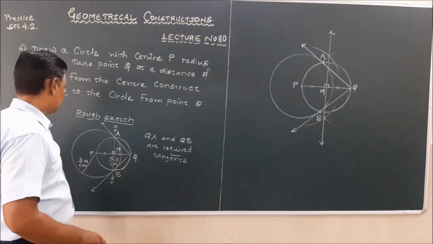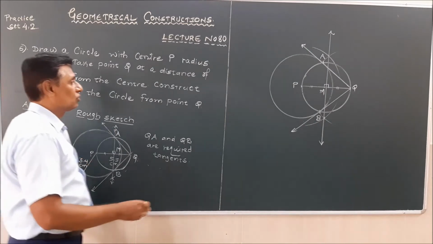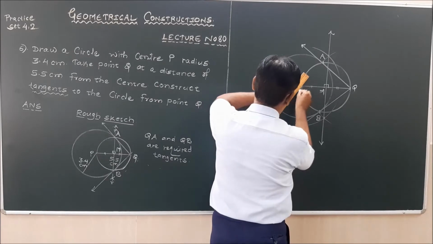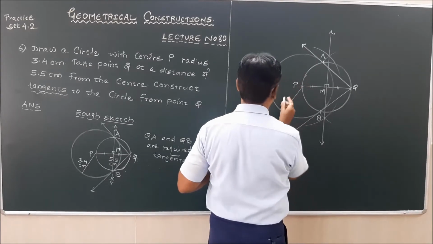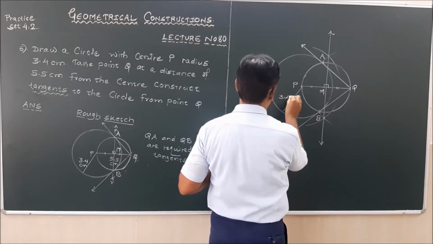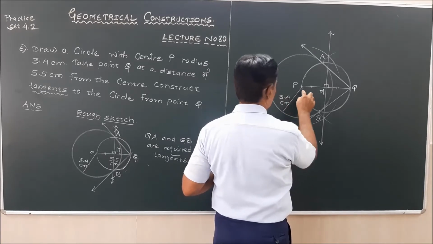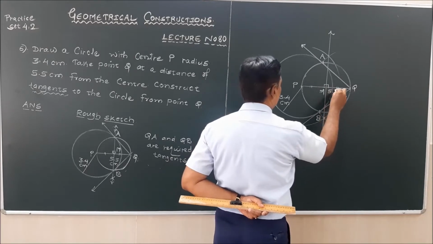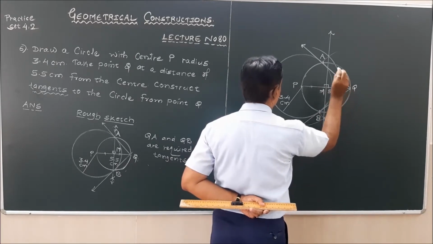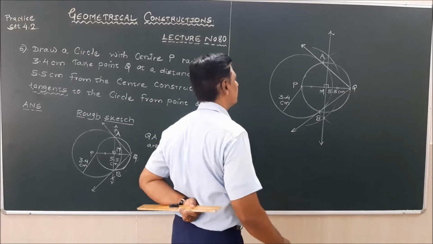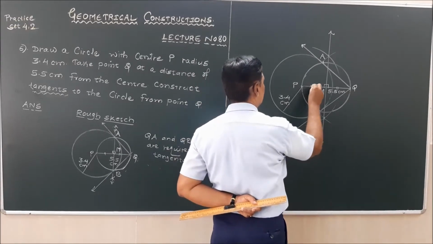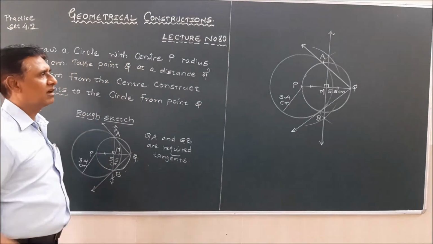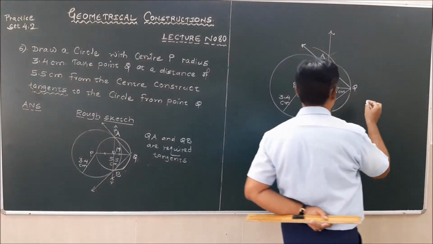Now see what is left out. P, then show the radius 3.4. PQ. Point Q is at a distance of 5.5. This is perpendicular bisector. Finished. This is our required construction. 4 marks.